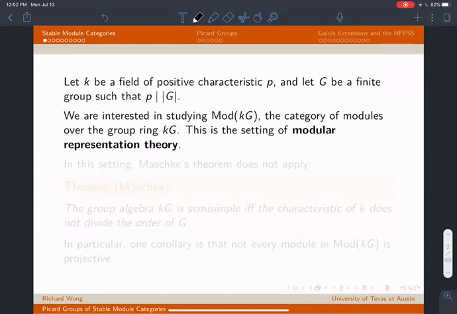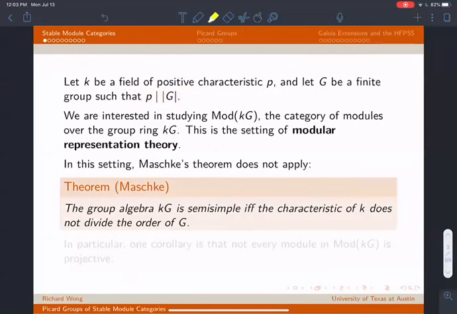This exists in the setting of modular representation theory. That is representation theory of finite groups such that the characteristic of the field divides the order of the group. So in representation theory, you're interested in studying modules over the group ring. And the thing that is interesting about this representation theory is that Maschke's theorem does not hold.